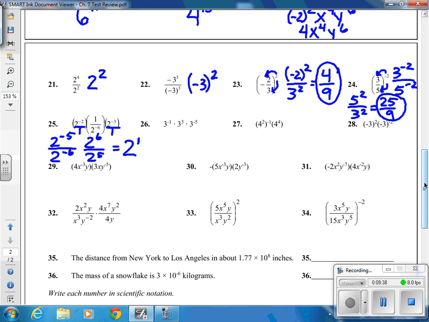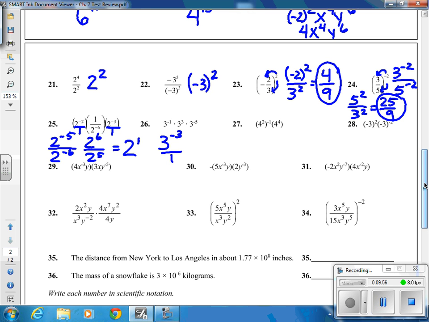Okay, for number 26, all of these have a base of 3, so I'm just going to go and combine all the exponents together. I have negative 1 plus 3, which is 2, 2 minus 5, which is negative 3. Now I see that I have negative exponents, and you know you cannot have those in your final answers, so you keep going to make them happy.